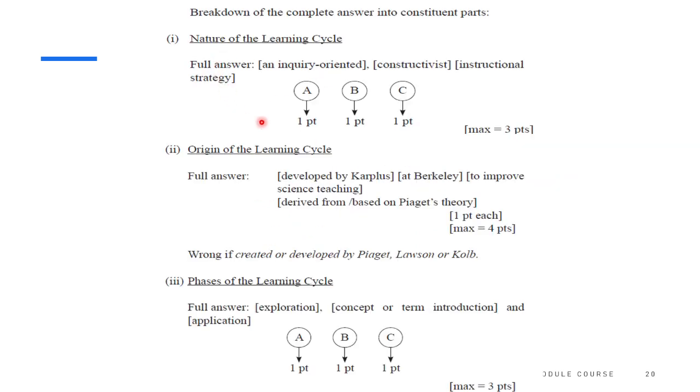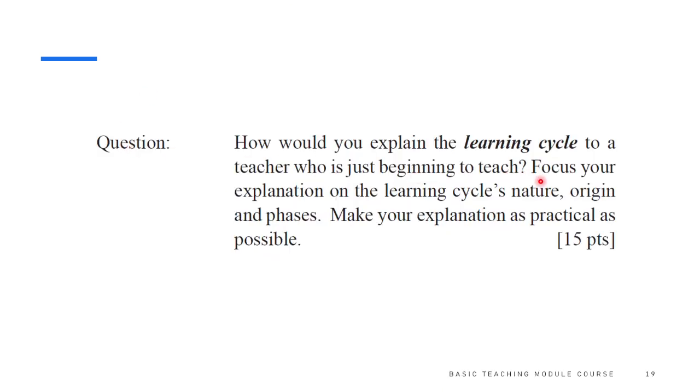Now this is what makes it analytic. Analytic here means there's an element of breaking the answer into constituent parts. So in the question here, you can see that it says focus your explanation on the learning cycle nature, the origin and phases. There are three parts here in order to score 15 marks.